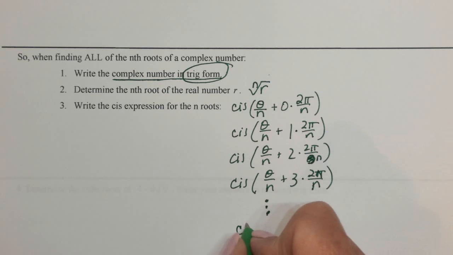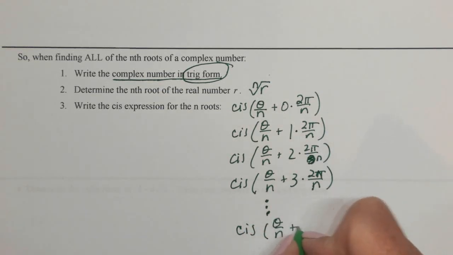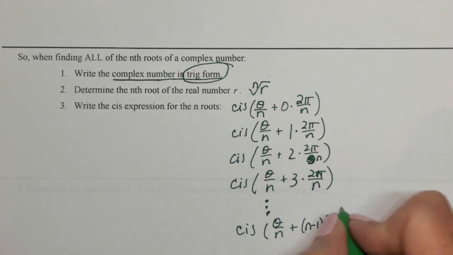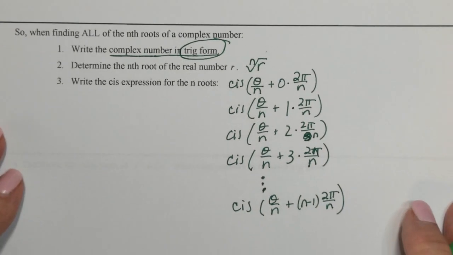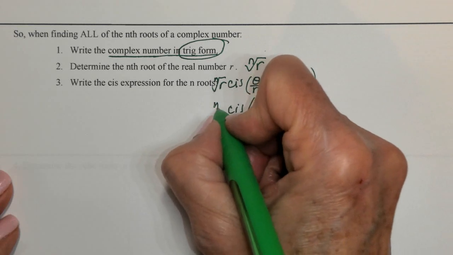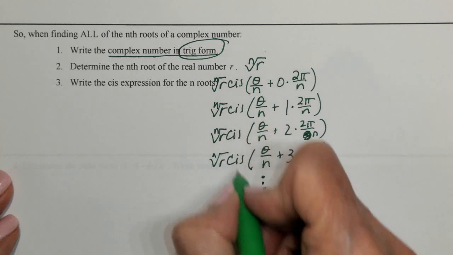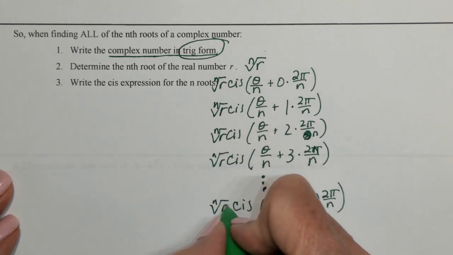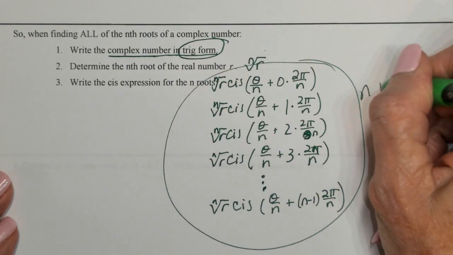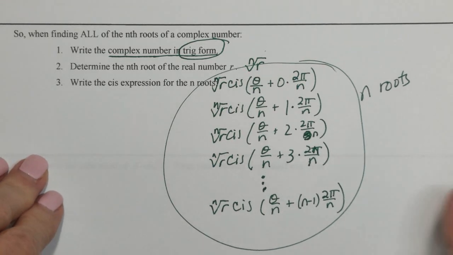and you keep on going until you get to theta over n plus whatever n minus 1 is times 2 pi over n. Keep on going till the number before your n. And then you'll put the nth root of r out in front. Should have had that in front of all of these. Okay, and these will be the n roots of your complex numbers. All right.